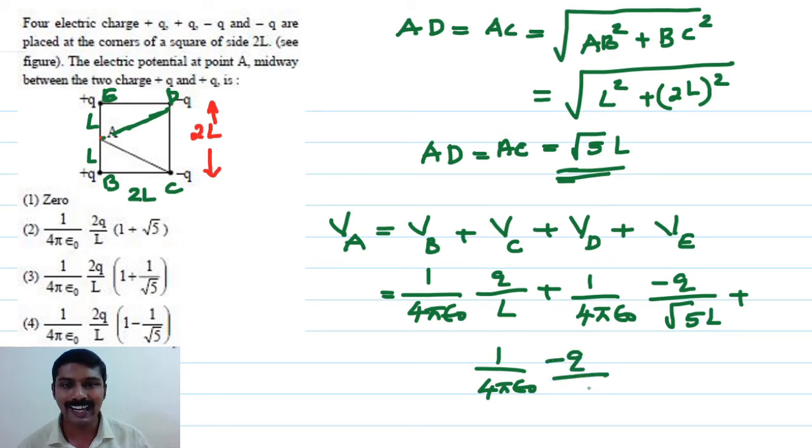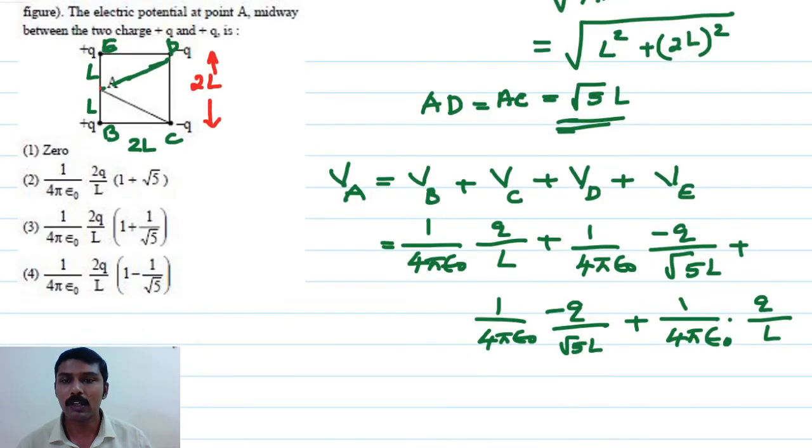What is the distance? AD. What is AD? Root 5 times L. Now the potential at the point A because of the charge kept at plus Q at the point E, you get it as 1 by 4 pi epsilon naught into plus Q divided by the distance, which is L. So you are using the basic equation.